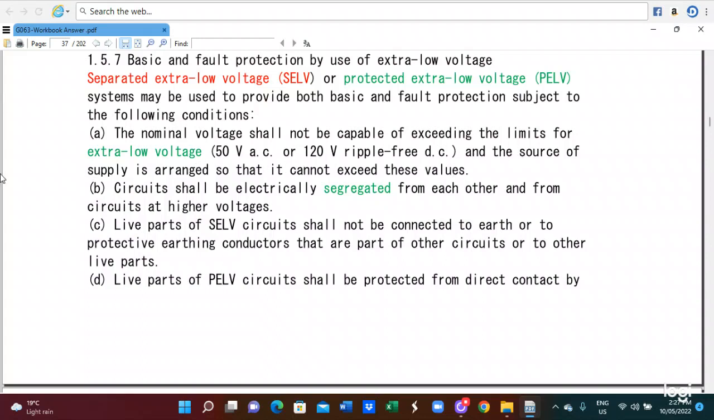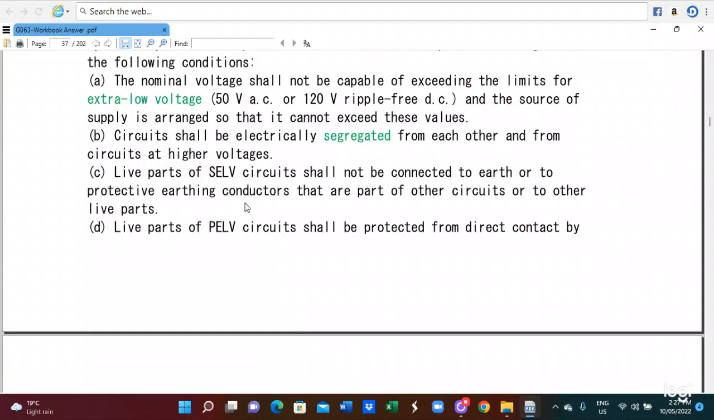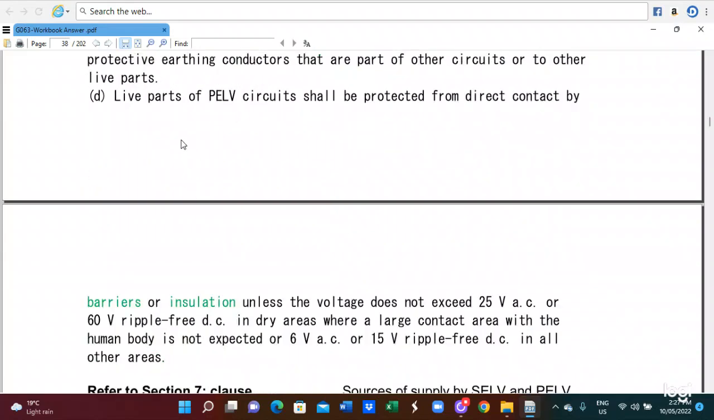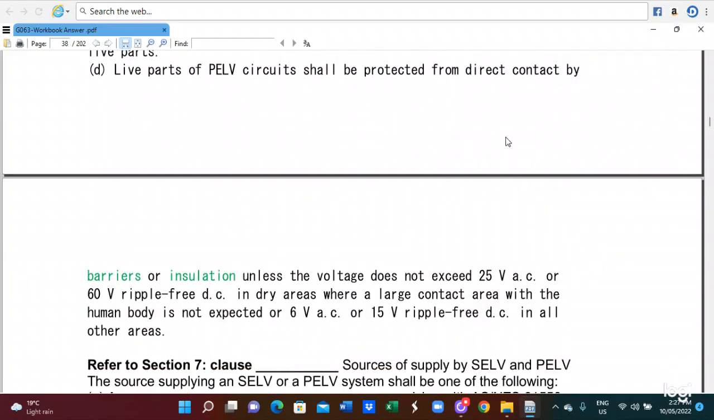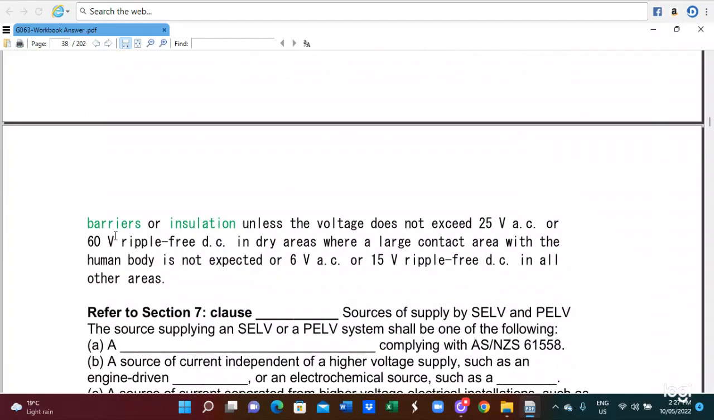Circuits shall be electrically separated from each other and from circuits of higher voltage. The live parts of the SELV circuit shall not be connected to earth or to a protective earthing conductor, or to parts of other circuits or other live parts. Live parts of the PELV circuit shall be protected from direct contact by a barrier or insulation unless the voltage does not exceed 25 volt AC or 60 volt ripple-free DC in dry areas where a large contact area with the human body is not expected, or 6 volt AC or 15 volt ripple-free DC in all areas.